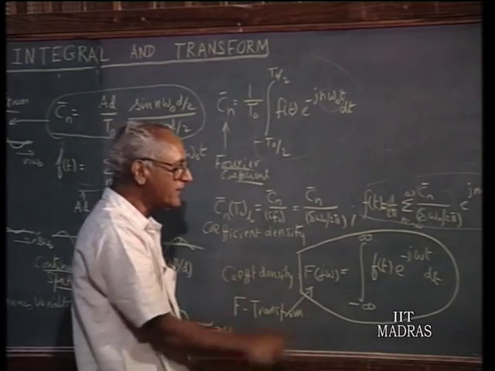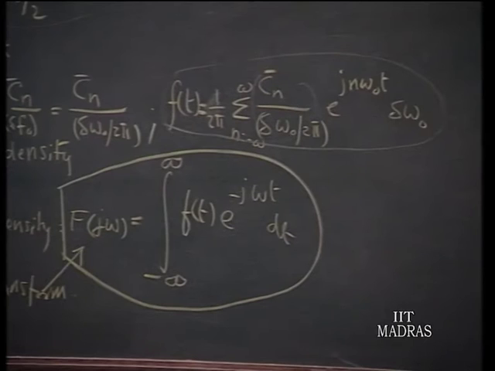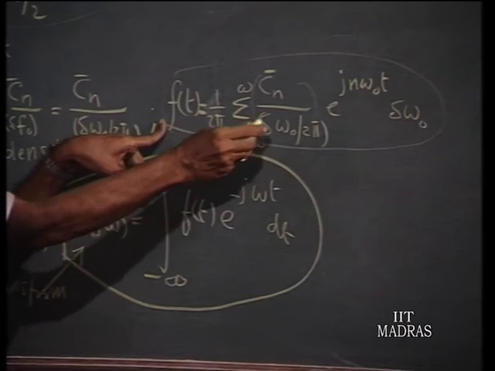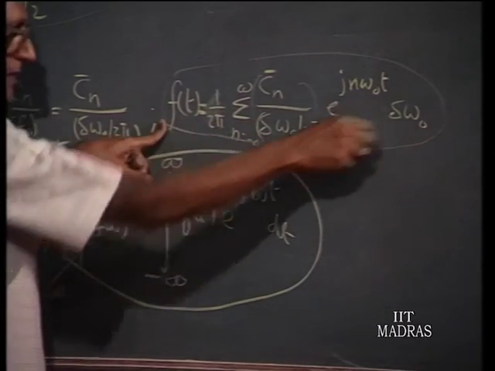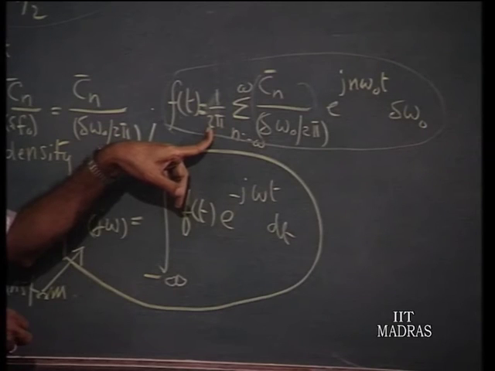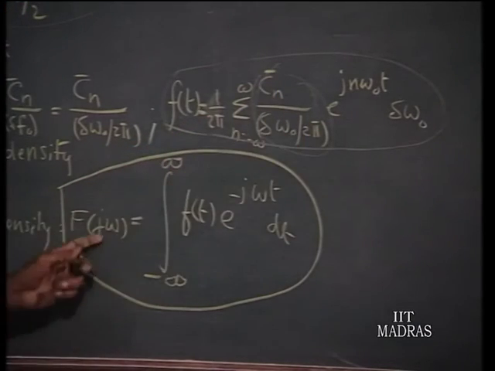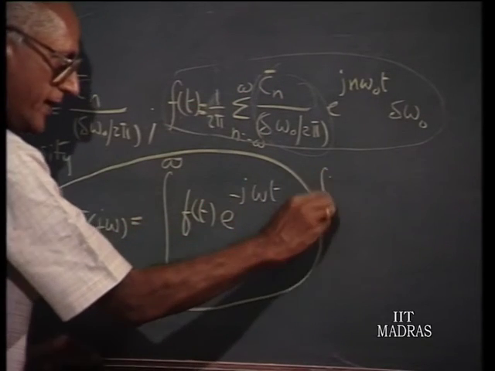So, now we have to take the limit of this as delta omega naught goes to 0. So, the limit of this series as delta omega naught goes to 0 means we have to take the integration. After all, C n over delta omega naught by 2 pi is F of j omega. This is F of j omega. Therefore, we have to write here as f of t. I will write this here.